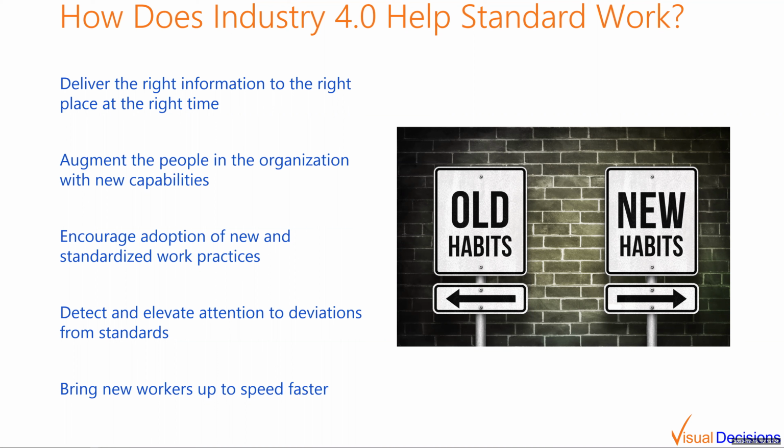How do you detect and elevate attention to deviations from the standards? If somebody comes in on second shift and turns the dial for setup on the machine differently than what they had it on first shift, how can you identify that and bring attention to it, so that you understand that people are not running the process in the same way every single time? And then how do you bring those new workers up to speed much more quickly?